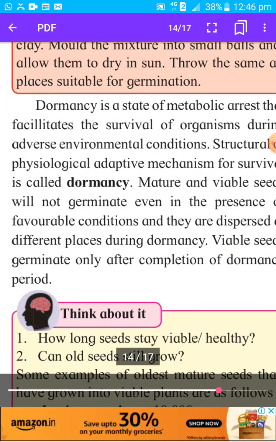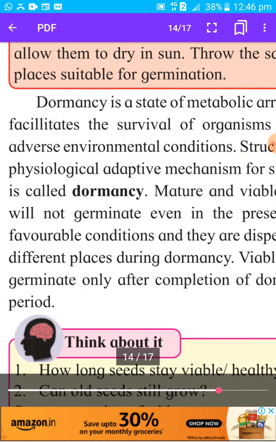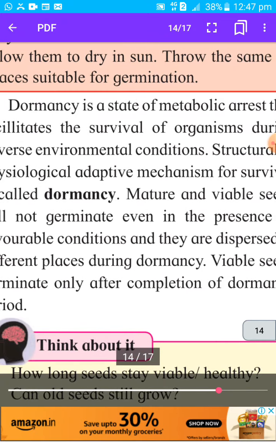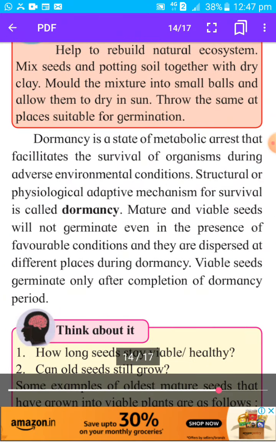So such dormancies also exist in plants or seeds. Seeds remain viable for a long period, they do not germinate in that period, and after the dormancy period gets over, they again germinate. So dormancy is a state of metabolic arrest that facilitates the survival of organism during adverse environmental conditions.